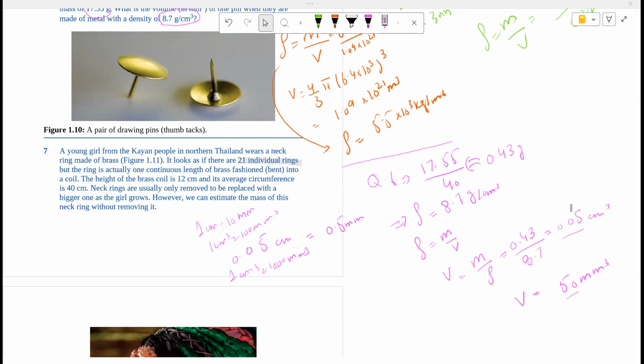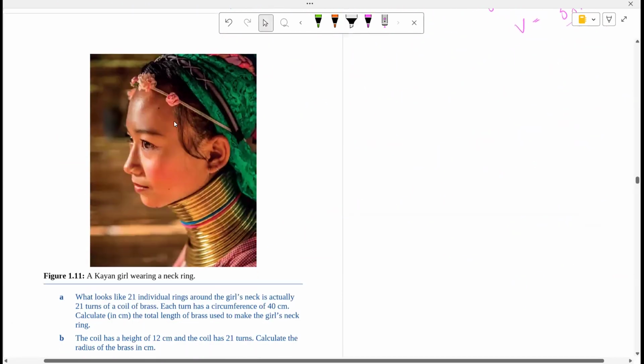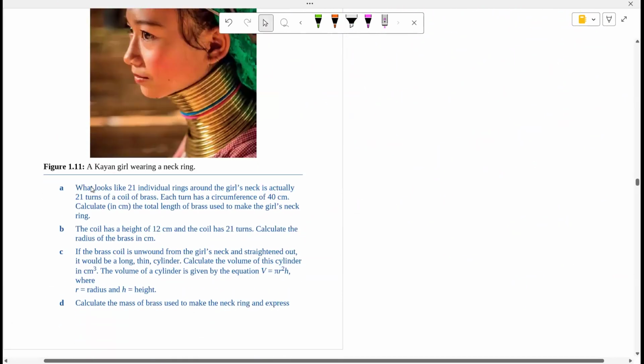21 individual rings bent into a coil. The height of the brass is 12 centimeter and its average circumference is 40 centimeter. Neck rings are usually... First part they have asked: what looked like 21 individual rings around the girl's neck is actually 21 turns of a coil of brass. Each turn has a circumference of 40 centimeter. Total length कितना बनेगा?